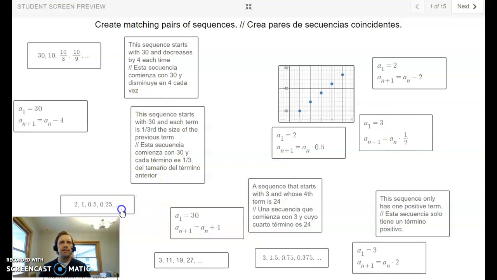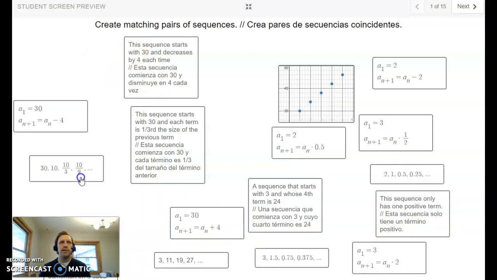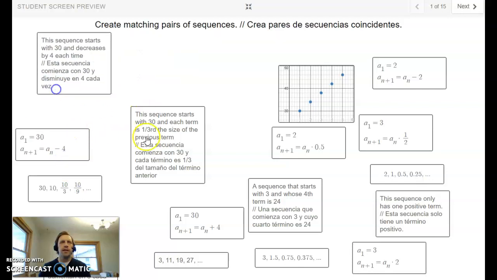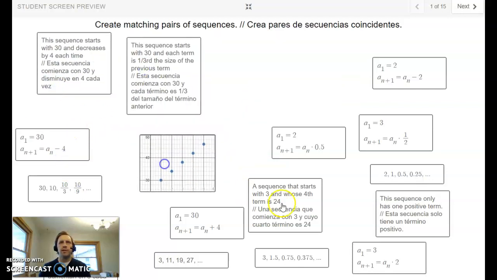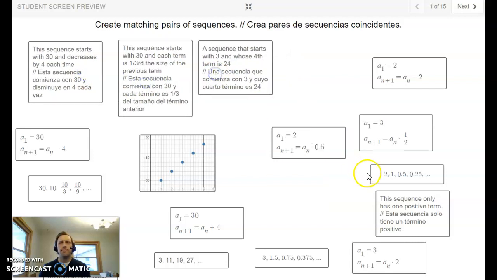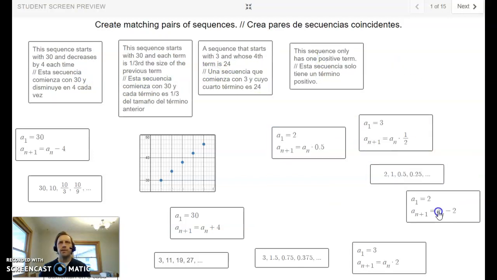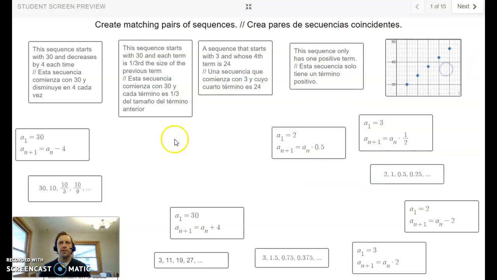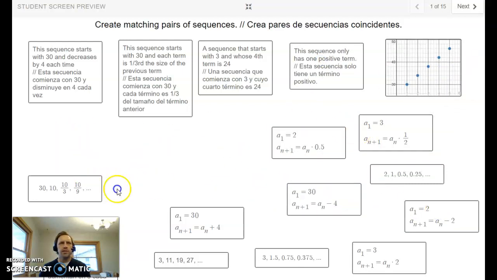So you know what I like to do? I like to spread these out so that I get a little more space for myself. And then I'm going to start with all of these different ways of describing the sequences. So I have these sequences. Here's a description. I don't think they match up with each other, but we'll go through.